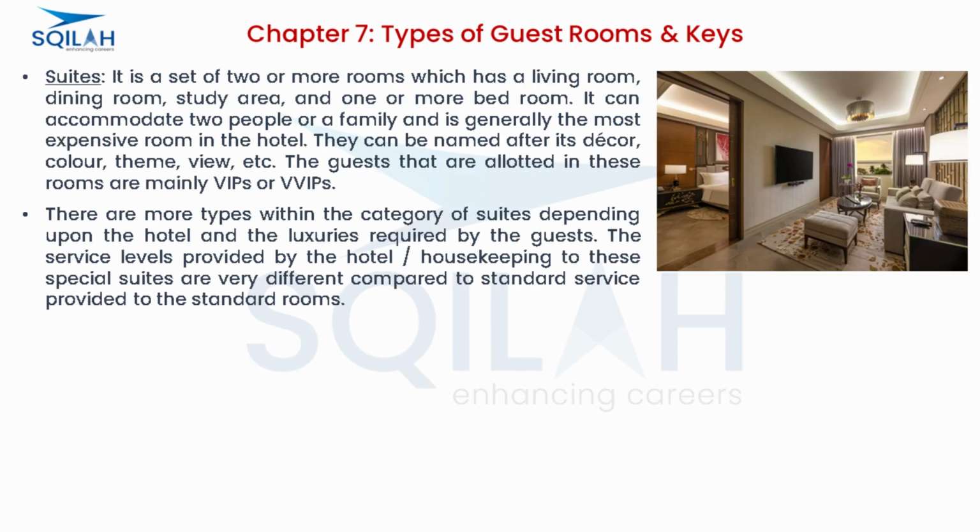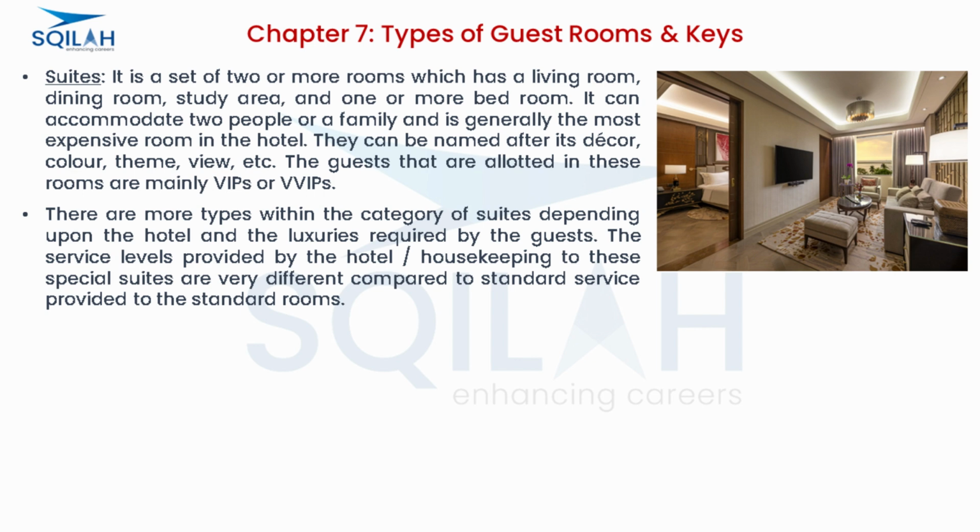Suites. It is a set of two or more rooms which has a living room, dining room, study area, and one or more bedrooms. It can accommodate two people or a family and is generally the most expensive room in the hotel. They can be named after their decor, color, theme, view, etc. The guests that are allotted these rooms are mainly VIPs. There are more types within the category of suites, depending upon the hotel and the luxuries required by the guests.